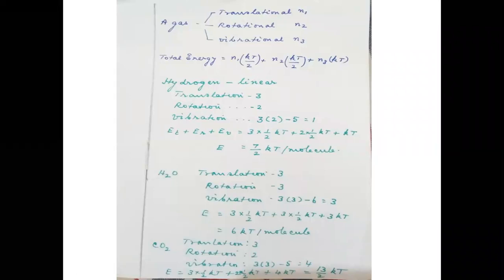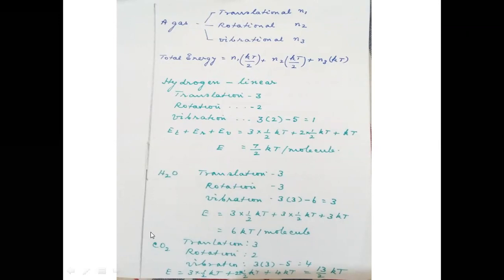I have already discussed what a normal mode of vibration is. Normal mode of vibration means each bond should vibrate with equal energy and all the atoms should cross the equilibrium positions simultaneously. This is called normal mode vibration. So it has 3 normal modes of vibration. So the total energy can be calculated like 3 into half kT for translation, 3 into half kT for rotation, and 3 into kT for vibration, totally 6 kT per molecule.